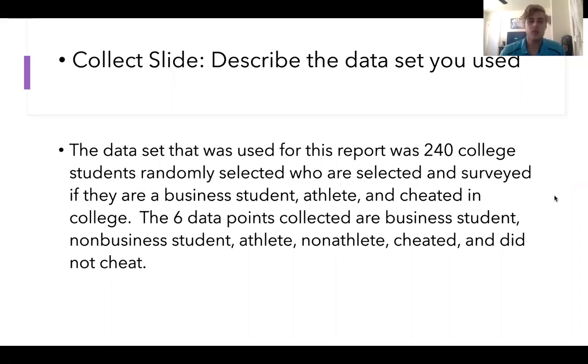So the second thing we did was we collected some data. The data set that was used for this report was made up of 240 college students who were randomly selected and were given a survey asking if they are a business student, an athlete, and if they cheated in college. The 6 data points that were collected are business student, non-business student, athlete, non-athlete, cheated, and did not cheat.